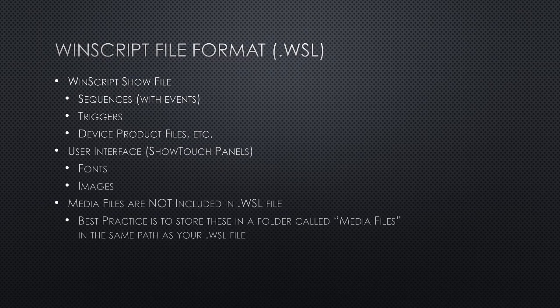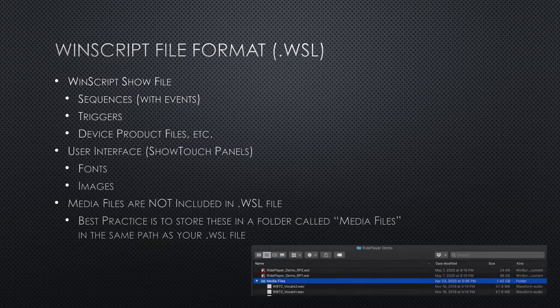WinScript Live files are essentially projects all rolled up. The files contain more than just the sequences and events, more on that in a moment, that make up your show. They can also contain the user interface components, show touch panels, fonts, images, and other resource files that allow your show file to be portable. If you're using media files, those are not included in the show project file because they can be very large depending on the type of media. Media files are stored with relative path names from your show project file.